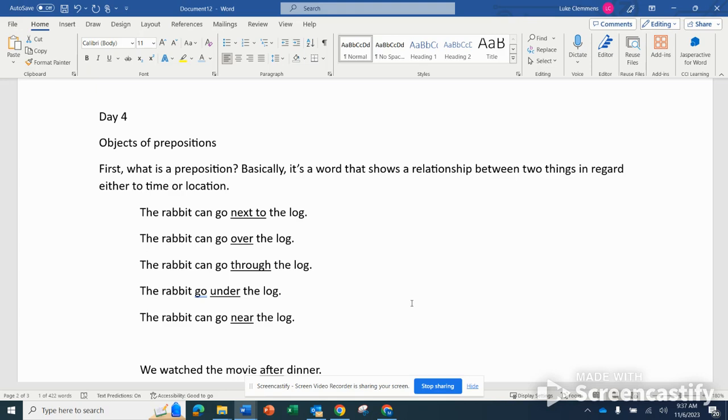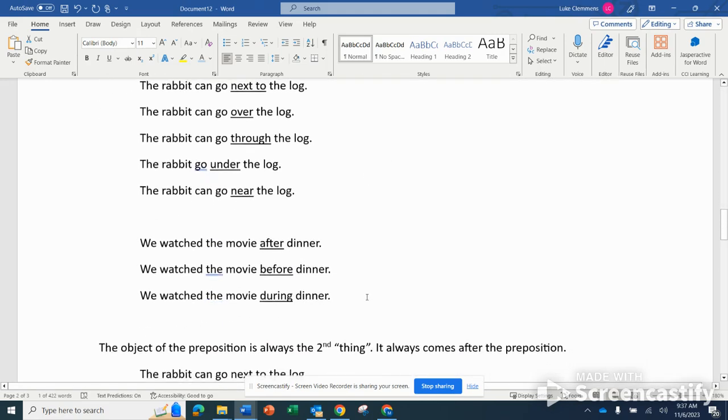Okay, all of those words essentially do the same thing. Although they describe the rabbit in a different location, they are all showing the relationship that the rabbit has with the log in regard to location. Okay, so they're describing a relationship of location. Where's the rabbit in regard to the log? Okay, so this is what prepositions do.